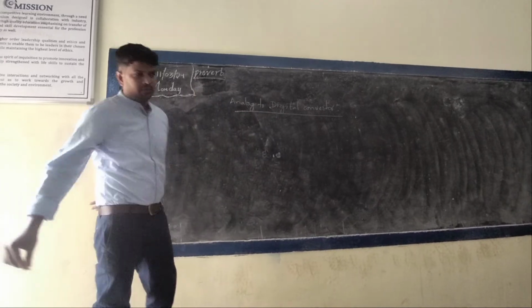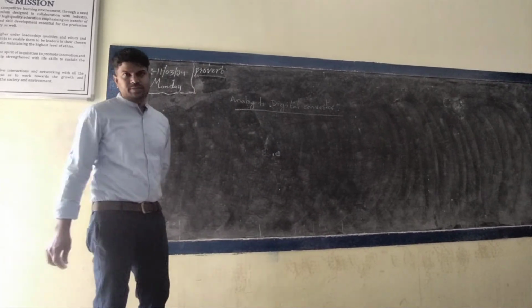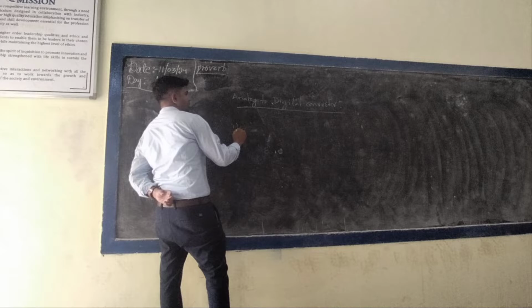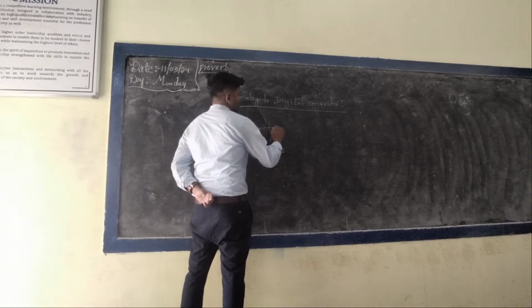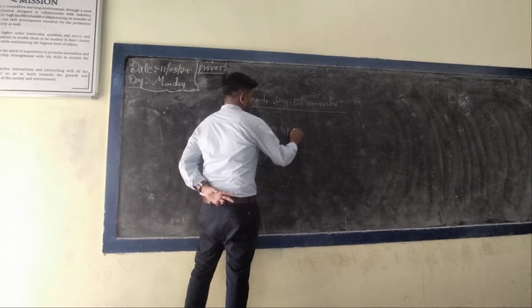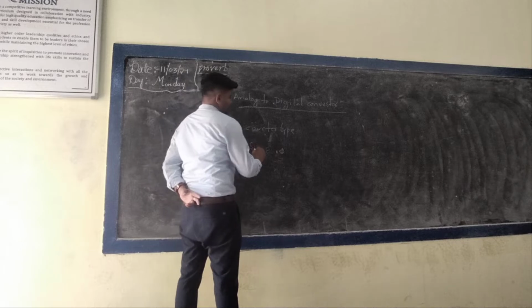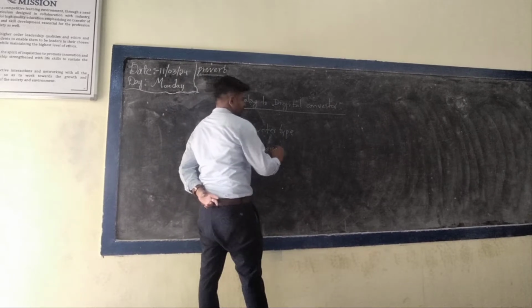So in this we'll be discussing two types of methods. One is the counter type method, and the second one is the successive approximation method.